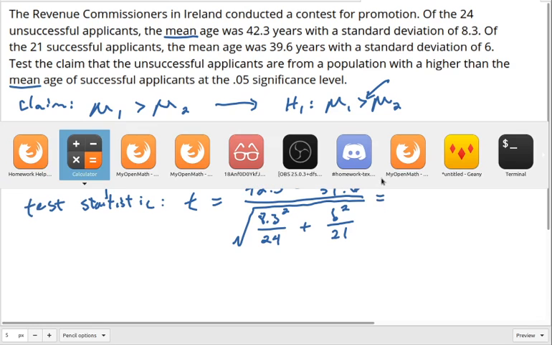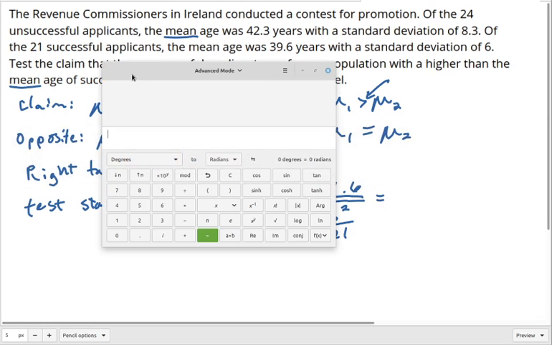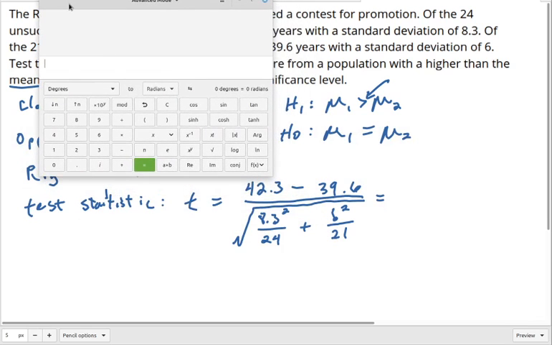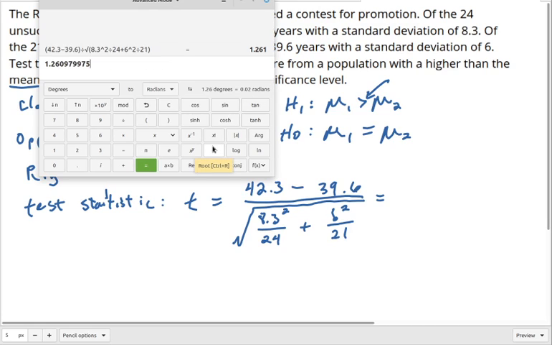Okay, let's throw this into our calculator and I'll show you how to do it in one line. Group the numerator by parentheses, 42.3 minus 39.6, divided by, and then call up the square root in parentheses, 8.3 squared, that's the caret 2, divided by 24, plus 6 squared, or you could just type out 36 if you know that off the top of your head, divided by 21. And that gives me, let's call that, 1.261.